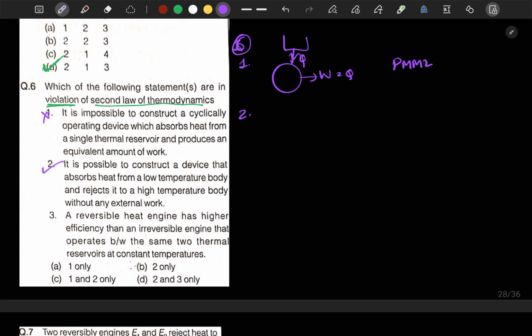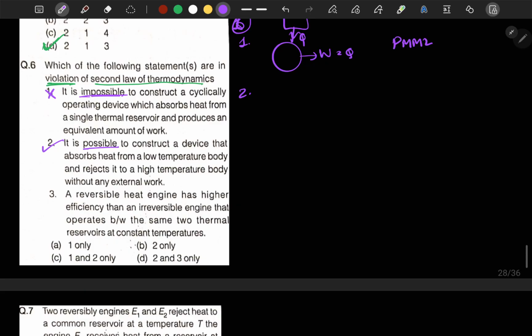Okay, next. Sorry for 1 minute. It is mentioned it is impossible to construct a cyclically operated device. So this follows the second law. So that is correct. It is not a violation. And here it is mentioned it is possible. So this is a violation of the second law.